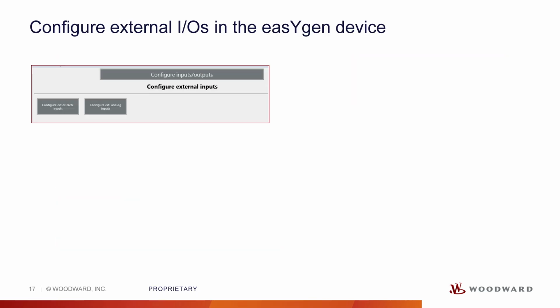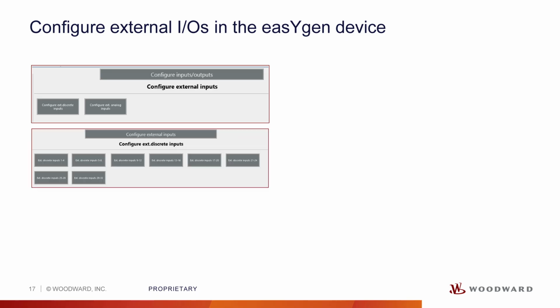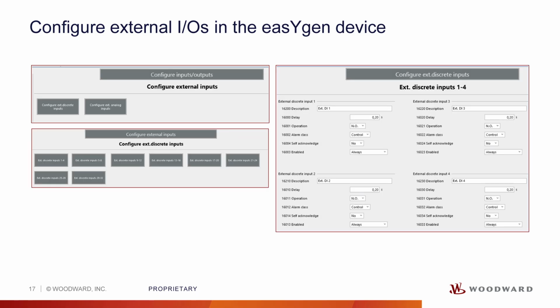Press the Parameter button on the front panel. Navigate and select Configuration to access the configuration options. Enter Configure Application menu. Go to Configure Inputs/Outputs. Choose Configure External Inputs. Go to Configure External Discrete Inputs. In this menu you can choose the single external discrete inputs for configuration.